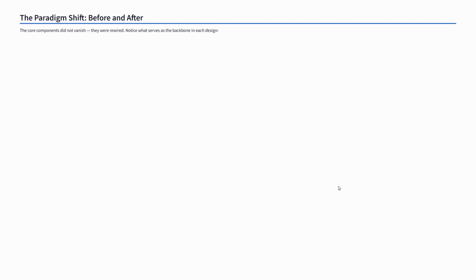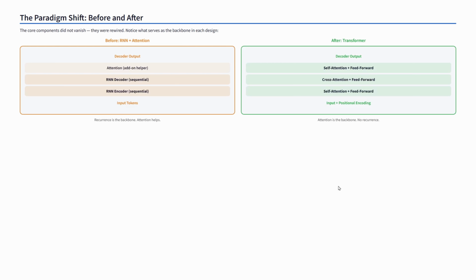So let's look at what actually changed in the architecture. The core components didn't disappear, they were rewired. On the left, the old approach. Input tokens feed into an RNN encoder which processes them sequentially. Then an RNN decoder also sequentially generates the output. Attention sits on top as a helper layer. Recurrence is the backbone and attention assists it.